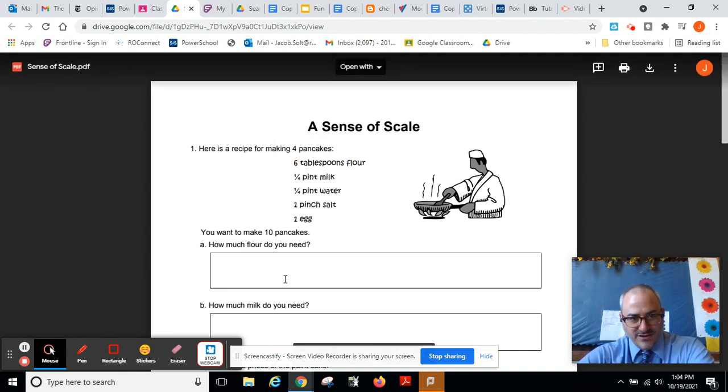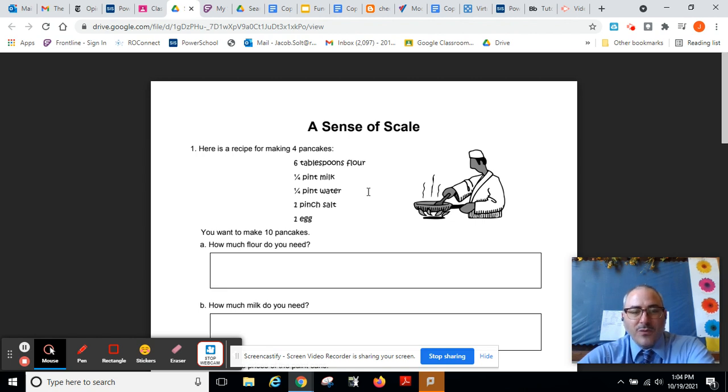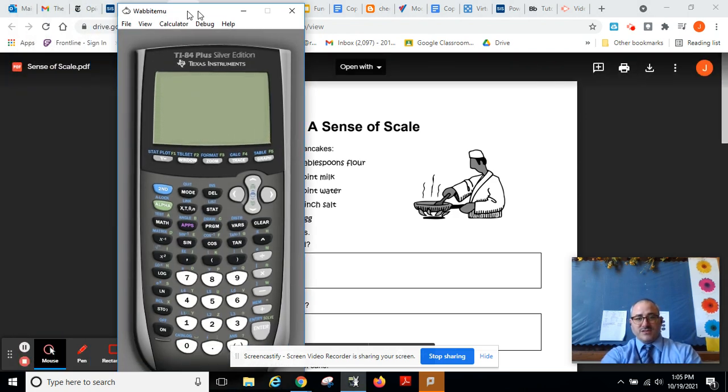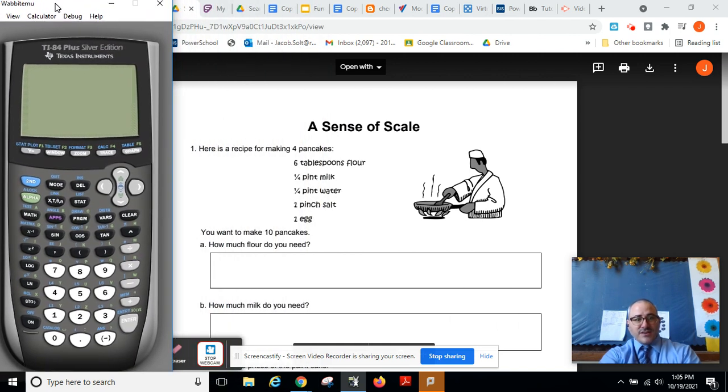4 pancakes over here. You want to make 10 pancakes. How would you convert this recipe here to make it 10 pancakes? That's what we're going to think about today. How much flour would we need for 10 pancakes? All right, we're going to need to use a proportion or ratio.